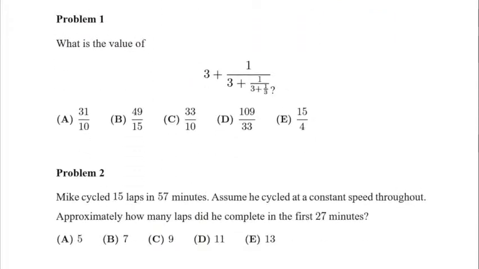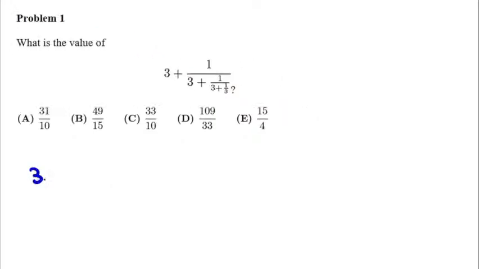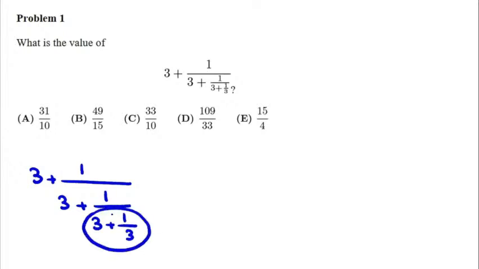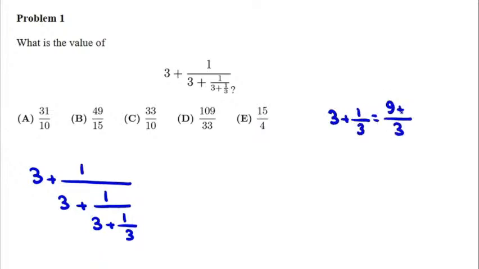In problem number one, it says, what's the value of 3 plus 1 over 3 plus 1 over 3 plus 1 over 3? It's easy, we only should calculate. Let's do it together. So, let's write 3 plus 1 over 3 plus 1 over 3 plus 1 over 3. At first, we calculate this part. 3 plus 1 over 3, if we use common denominator, it will be 3 times 3, 9 plus 1, 10 over 3.